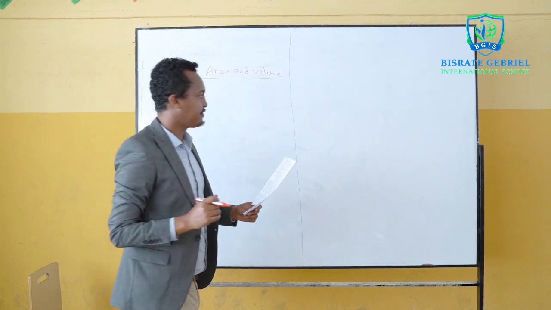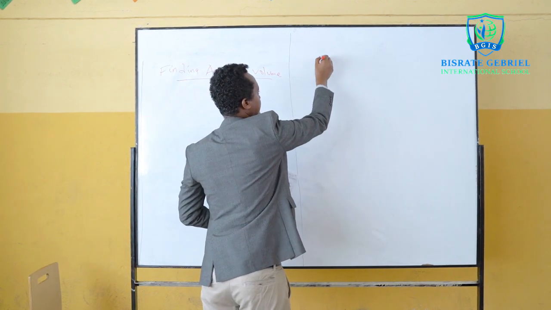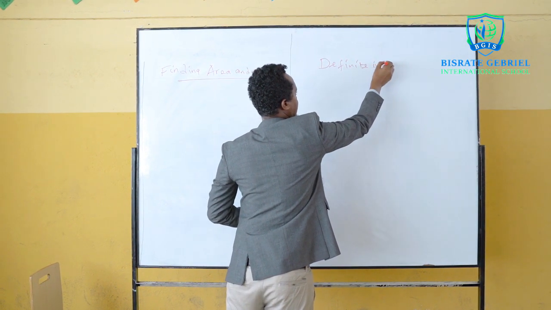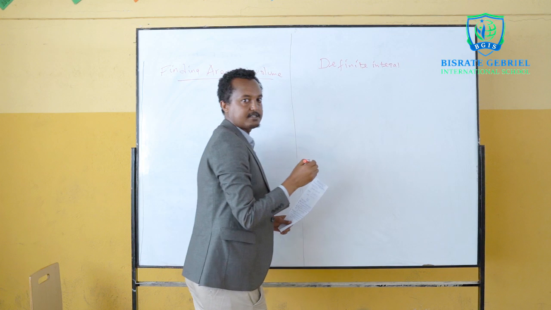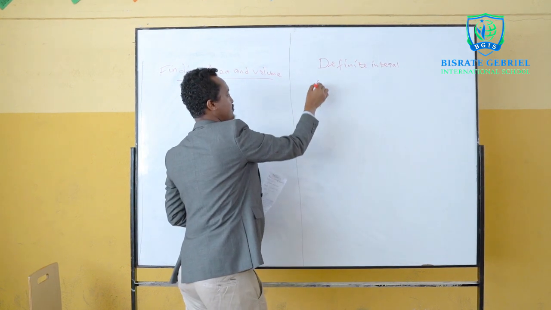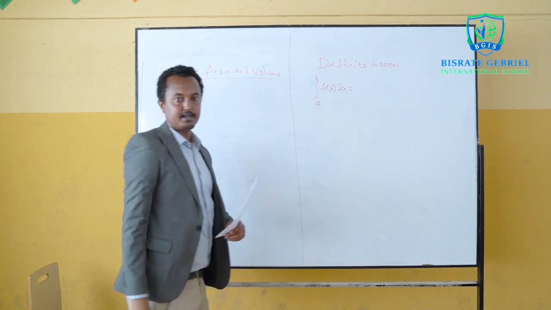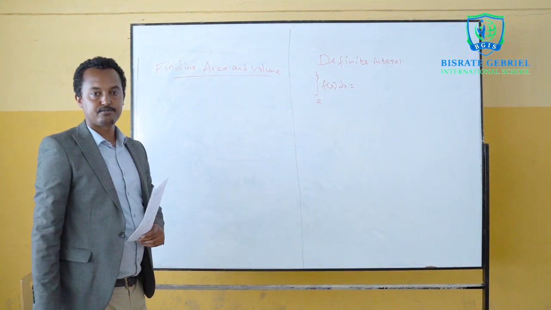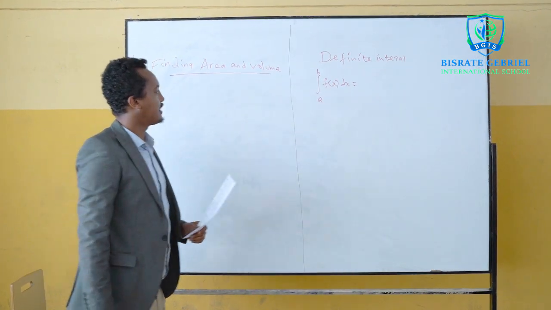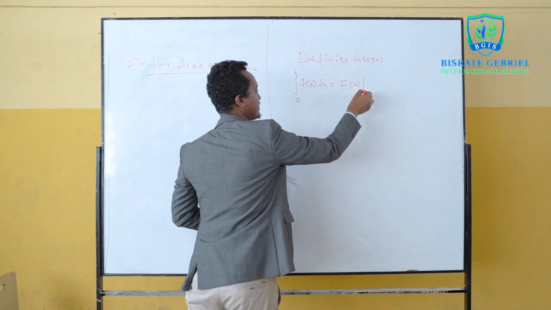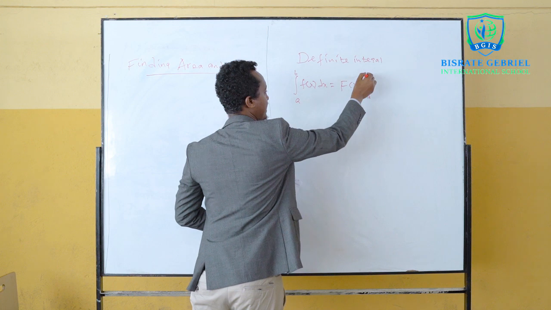That's about definite integral. On definite integral, we have seen that the integral has the form from a up to b of f of x dx. This is the definite integral. When we integrate such functions, we integrate first the function, that's f of x, and we evaluate that function in terms of a and b.